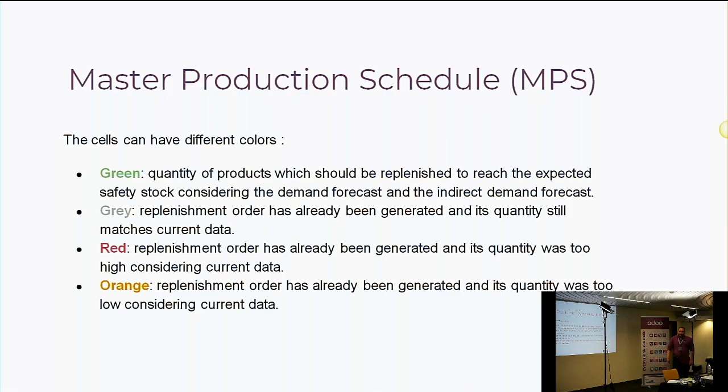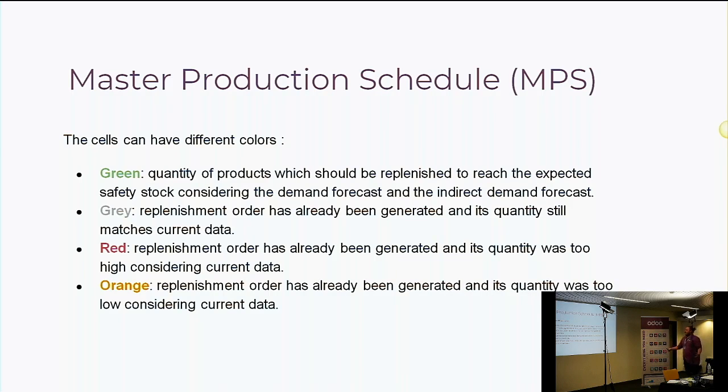In this new master production schedule, the color of the cell will be great information that will allow you to know directly what you have to do. You have 4 different colors for your cells in the MPS. You have the green cell: the quantity of product that should be replenished will reach the expected safety stock, considering the demand and the indirect demand forecast. The gray cell means that the replenishment order has already been made.